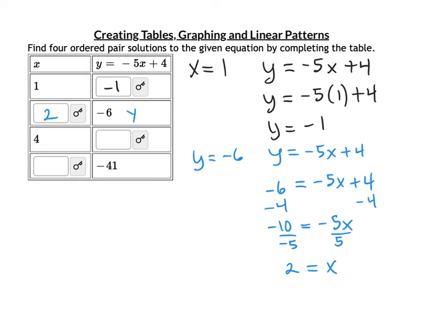For the next one, we've got an x right here, 4. So our equation, y equal negative 5x plus 4, becomes y equal negative 5 times 4 plus 4. Well, that's negative 20 plus 4, and negative 20 plus 4 is negative 16.